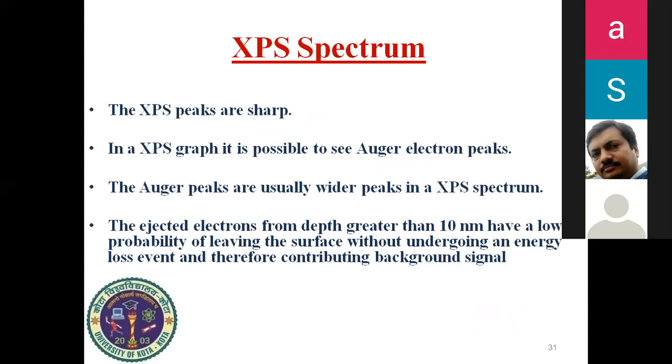In this XPS spectrum, all the peaks generated from the core levels are very sharp. In an XPS graph, it is possible to see Auger electron peaks, which are broad peaks after the core electron peaks. The Auger peaks are usually wider peaks. Ejected electrons from a depth greater than 10 nanometers have a low probability of leaving the surface without undergoing an energy loss event, and therefore contribute to the background signal.